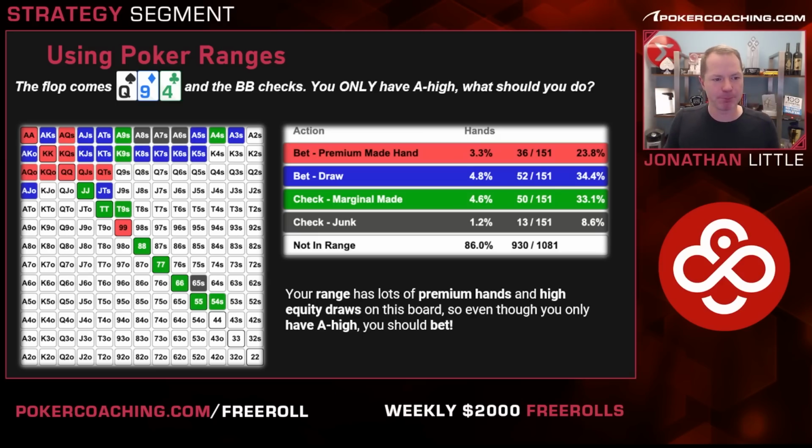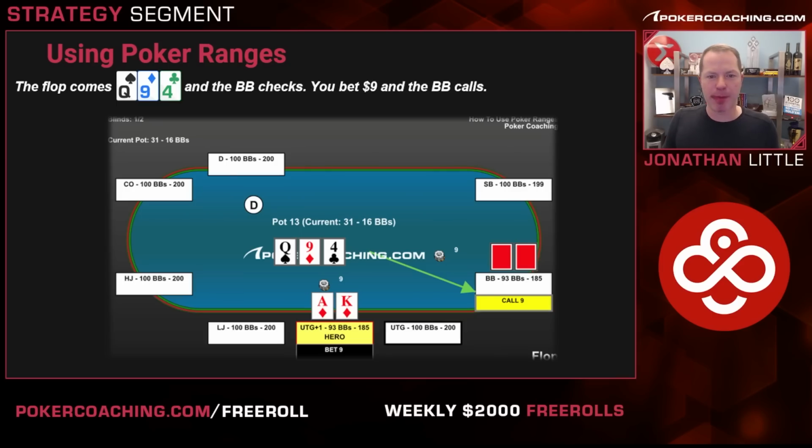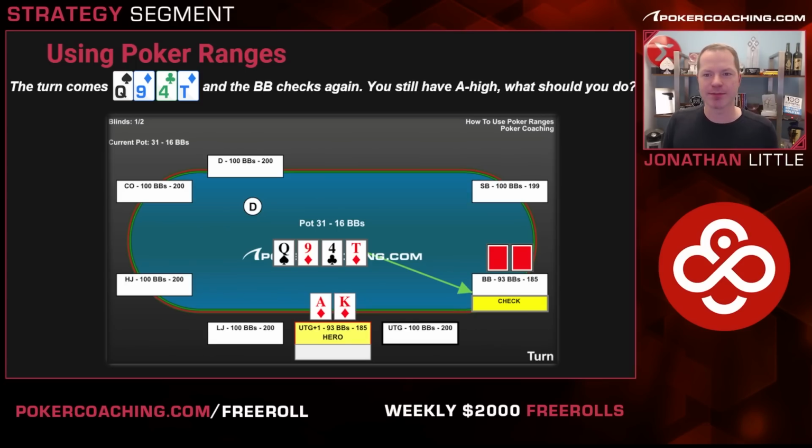All right. So in this scenario, we decide to bet the ace-king, which is a hand that could be good sometimes when we get called. Also, we have 6 outs to improve to top pair, top kicker. We bet $9, and the opponent calls. The turn is a 10 of diamonds. We have ace-high again. What do we do?